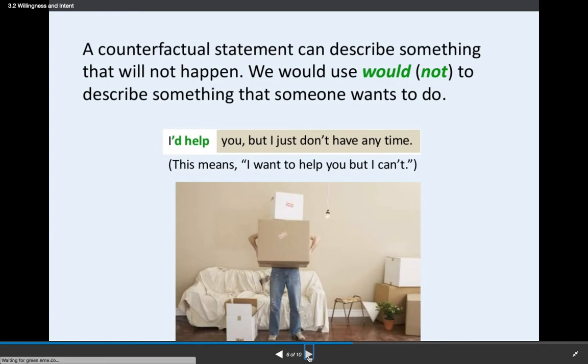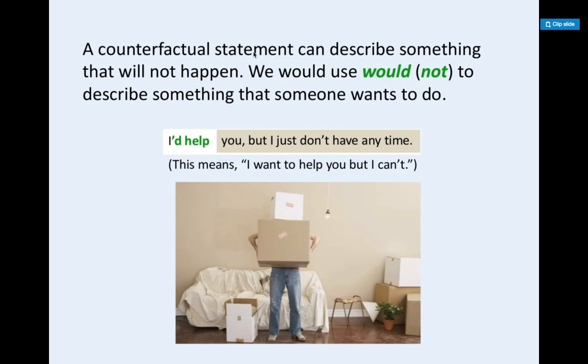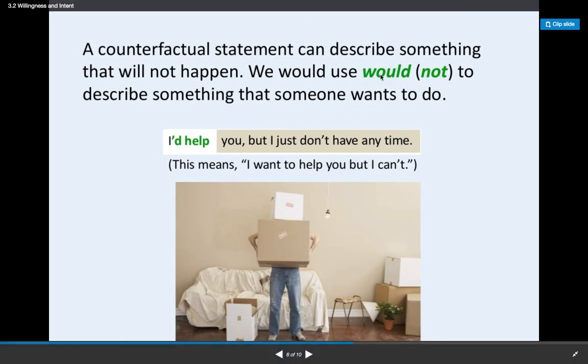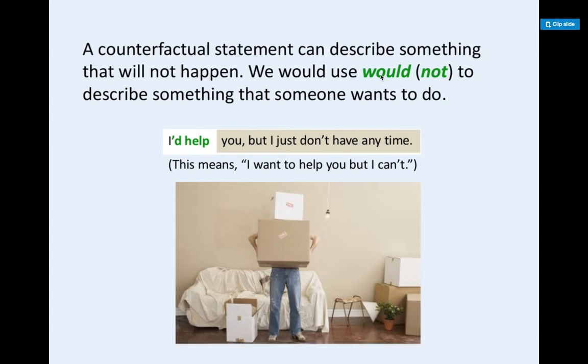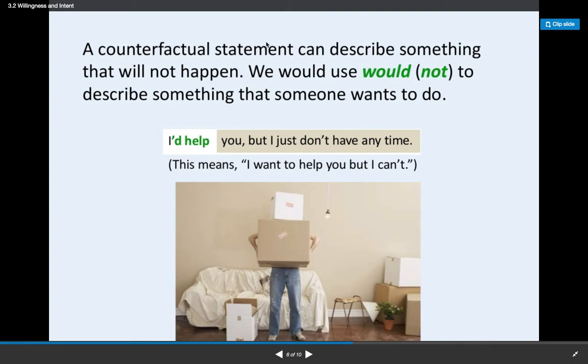Okay, we're going to be talking now about what they call counterfactual statements. Counter means against, factual means fact, statement. So a counterfactual statement is a statement that is not true. And we use the modal would or would not to describe counterfactual statements, or statements that are not true.